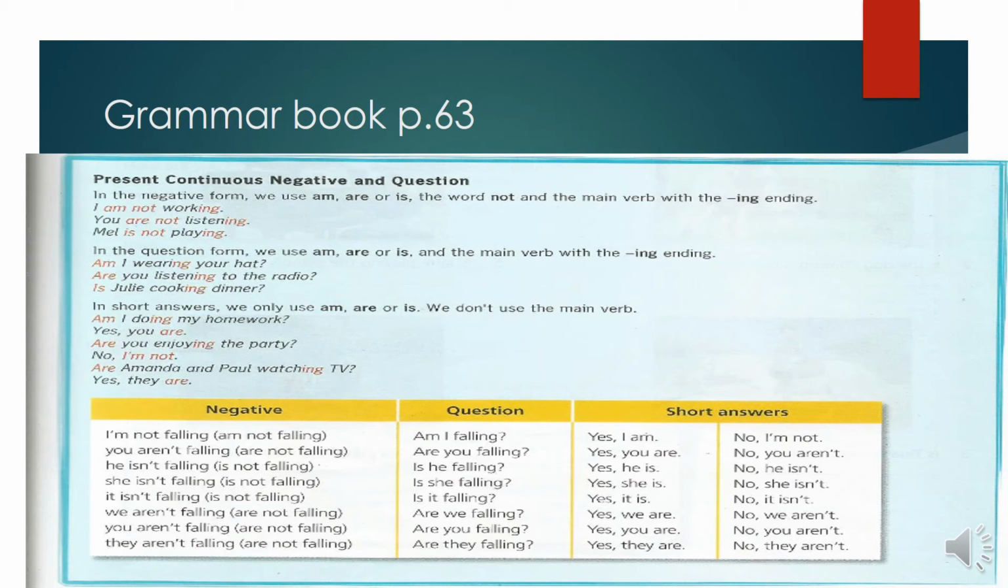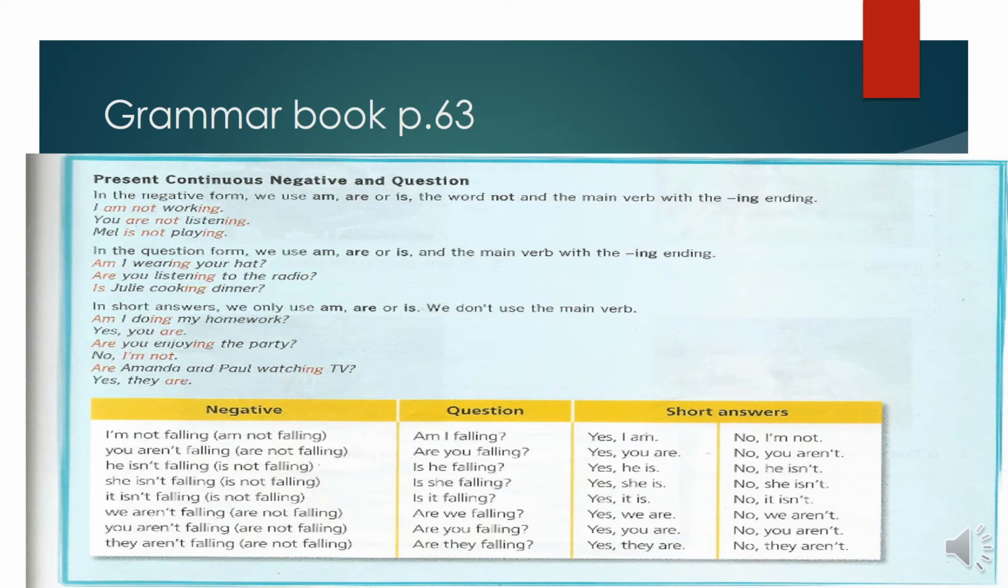Okay, Junior 3, we are on page 63 in the grammar book. Present continuous negative and a question. In the negative form, we use am, are, or is, the word not, and the main verb with the ing ending. I'm not working. You are not listening. Mel is not playing. In the question form, we use am, are, or is and the main verb with the ending ing.